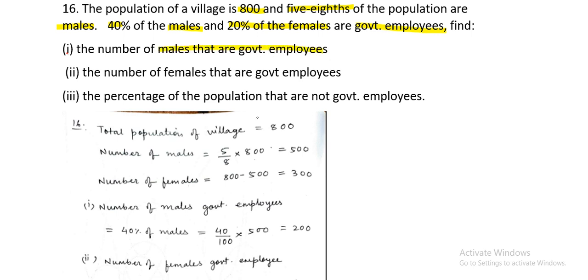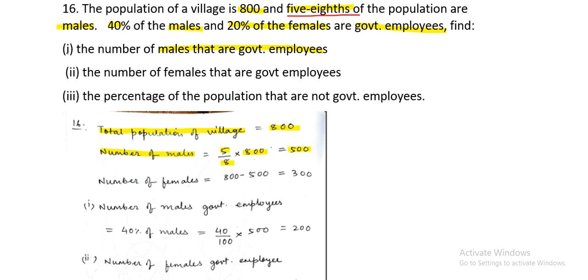So how to do this? Very simple. First we will take, let the total population of the village be 800. Now the number of males will be how much? In the question it is given that the number of males is 5/8 of the population. So we have written here 5 by 8 of total population 800. So 5 by 8 of 800, that is 500.